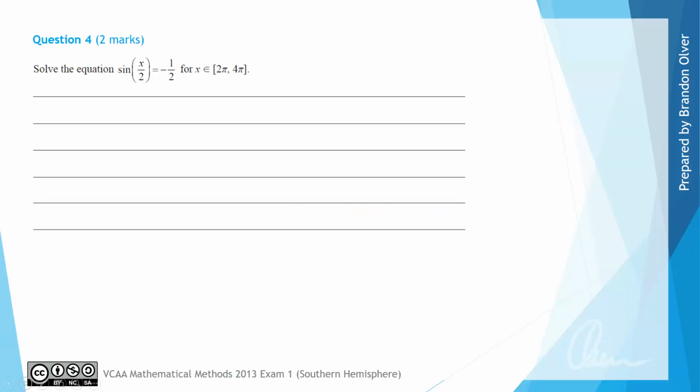So we are asked in question 4 to solve the equation sine of x on 2 is equal to negative a half, for x is an element of [2 pi, 4 pi].